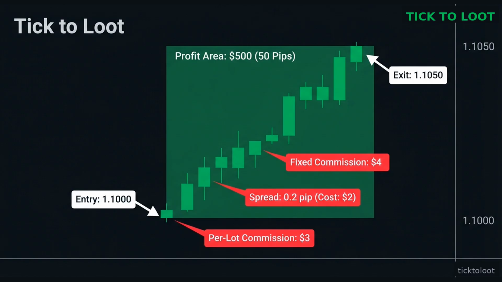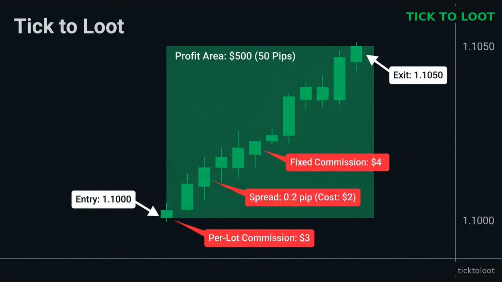Now let's walk through a real-world example using the euro to US dollar pair, which is the most traded currency pair in the world. Suppose you decide to buy one standard lot, that's 100,000 euros, at an entry price of 1.1000, and you close the trade at 1.1050, a 5 pip move in your favor. First, let's calculate the raw profit before any fees. Each pip on a standard lot of euro to US dollar is worth $10. So 5 pips equal $50 profit.